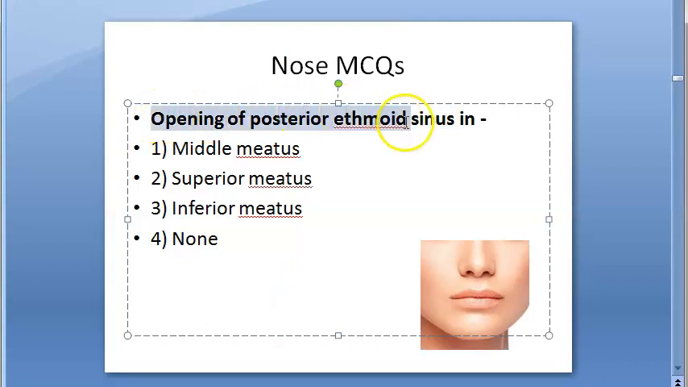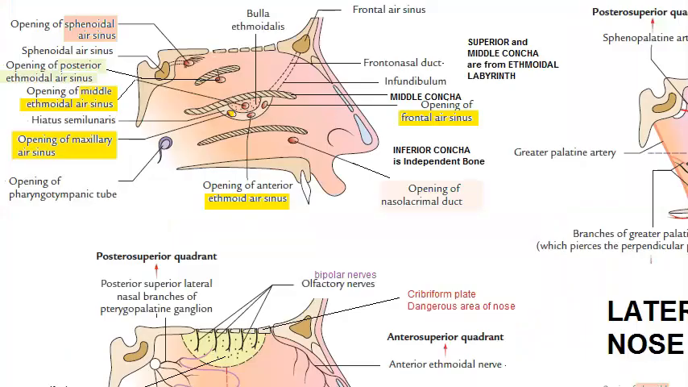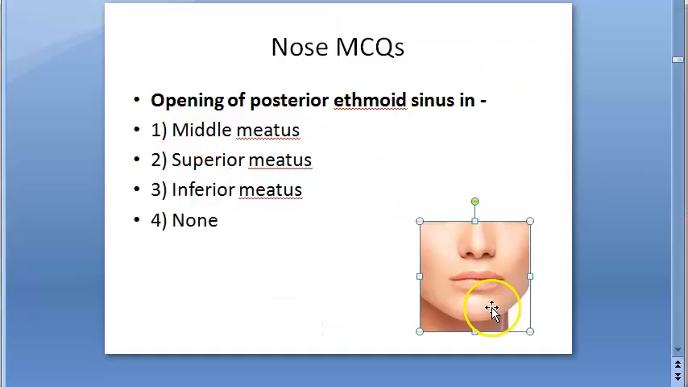Opening of posterior ethmoid sinus is in which of these: inferior, superior, middle meatus? So they are asking about the posterior ethmoid sinus. Here it is, the posterior ethmoid air sinus. Where is it opening? Here. And what is this, if this is inferior, middle, superior? So this will be the superior meatus. So the answer is 2, superior meatus.